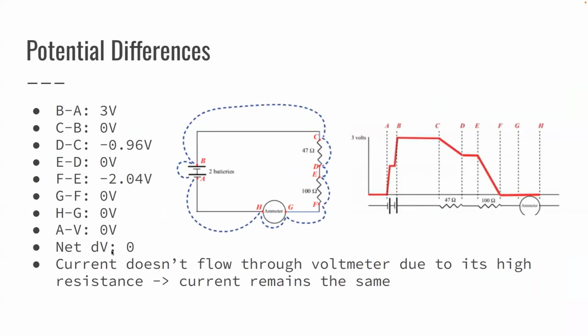Net dV is going to be 0, and current doesn't flow through the voltmeter due to its high resistance, which means the current stays the same. And here are the charts along with the points at which we took the calculations for potential differences.